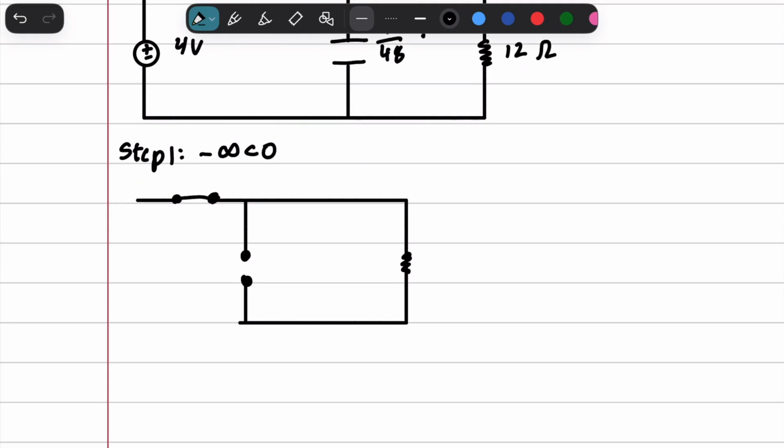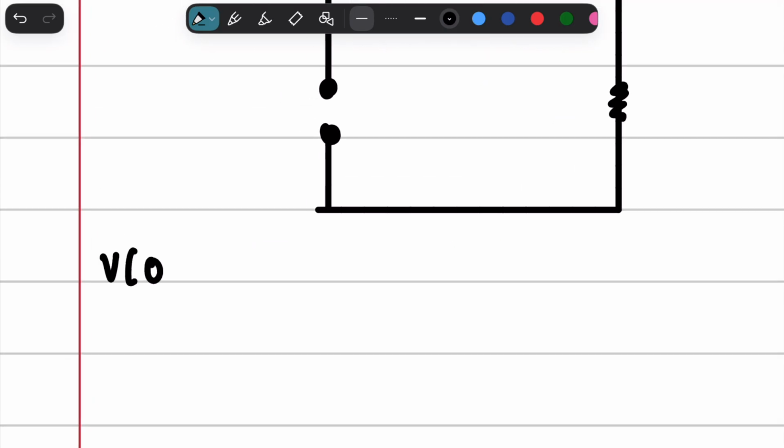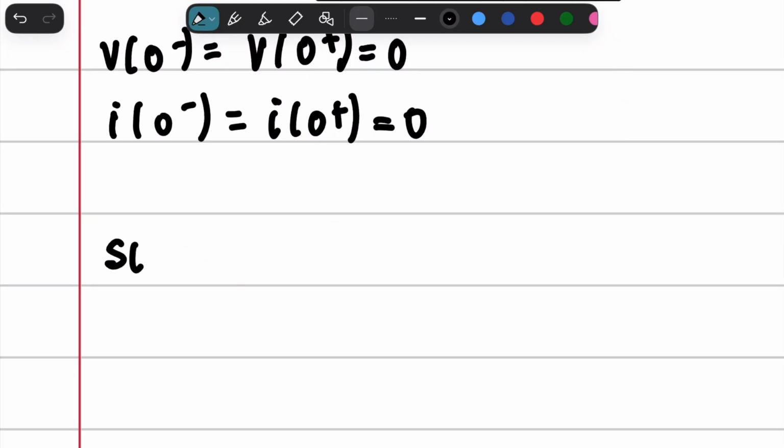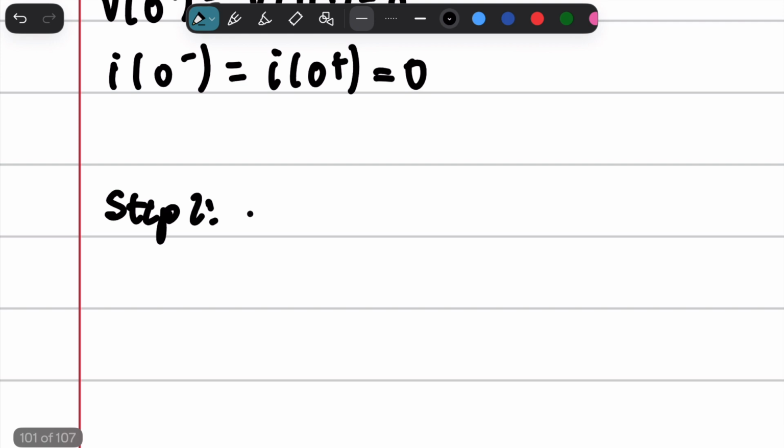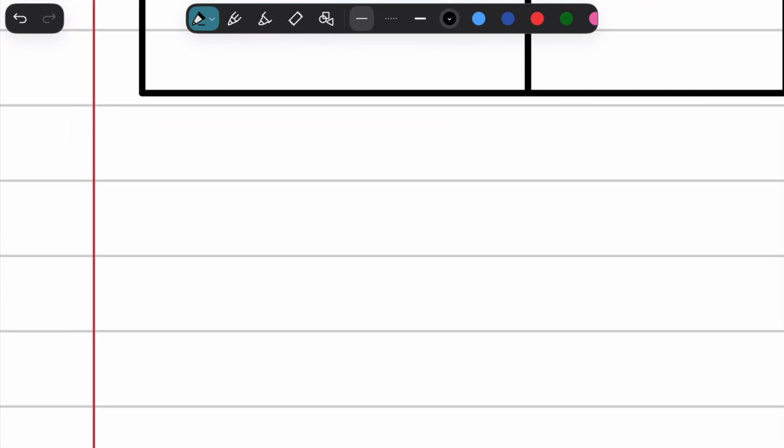Doesn't really matter. Once again, our initial conditions are just 0. And so let's go ahead and go into step 2 so that we can find our V prime of 0 plus, and then the corresponding transient equation. And we are going to have everything turn on this time. So now everything is alive. Best thing to do, apply a nodal analysis.